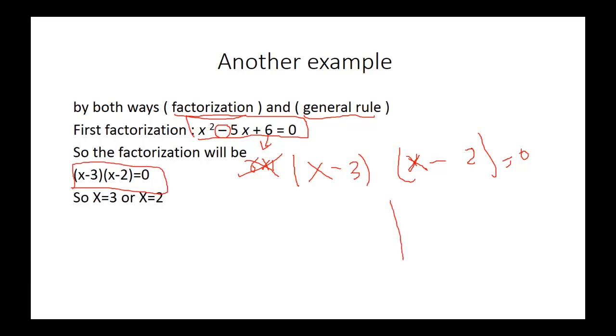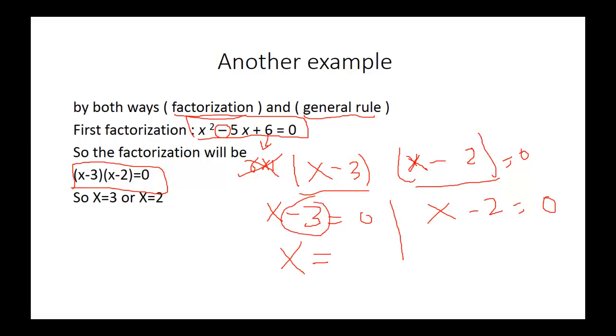So each bracket will equal 0. So x minus 3 equals 0 and x minus 2 equals 0. So here x will equal 3, because you move the negative 3 to the other side with a different sign. So x will equal 3. If you move the negative 2 also to the other side of the equal sign, x will equal 2.